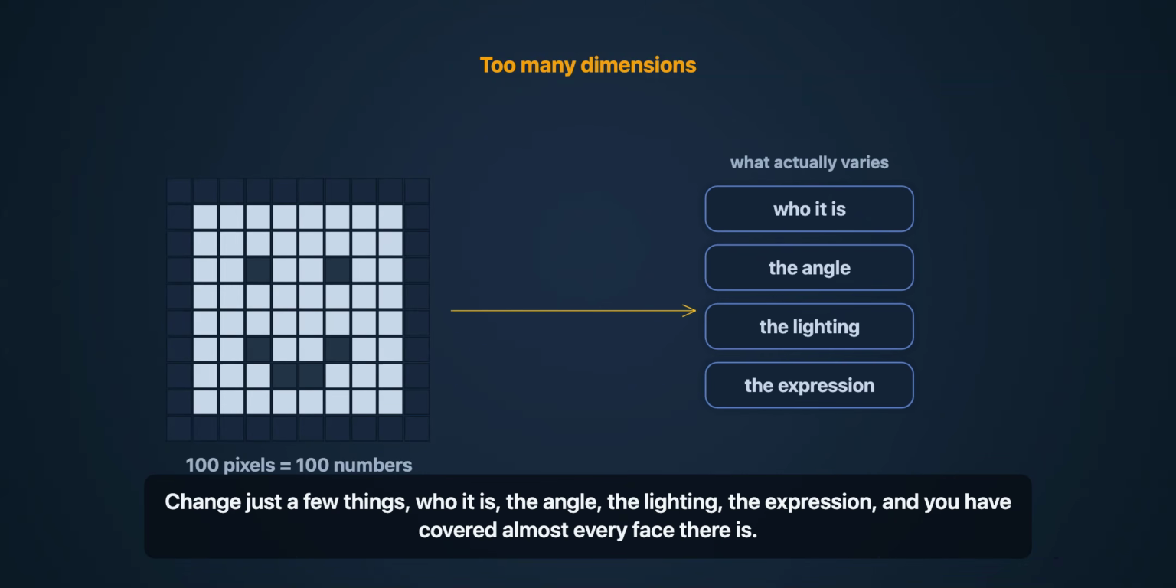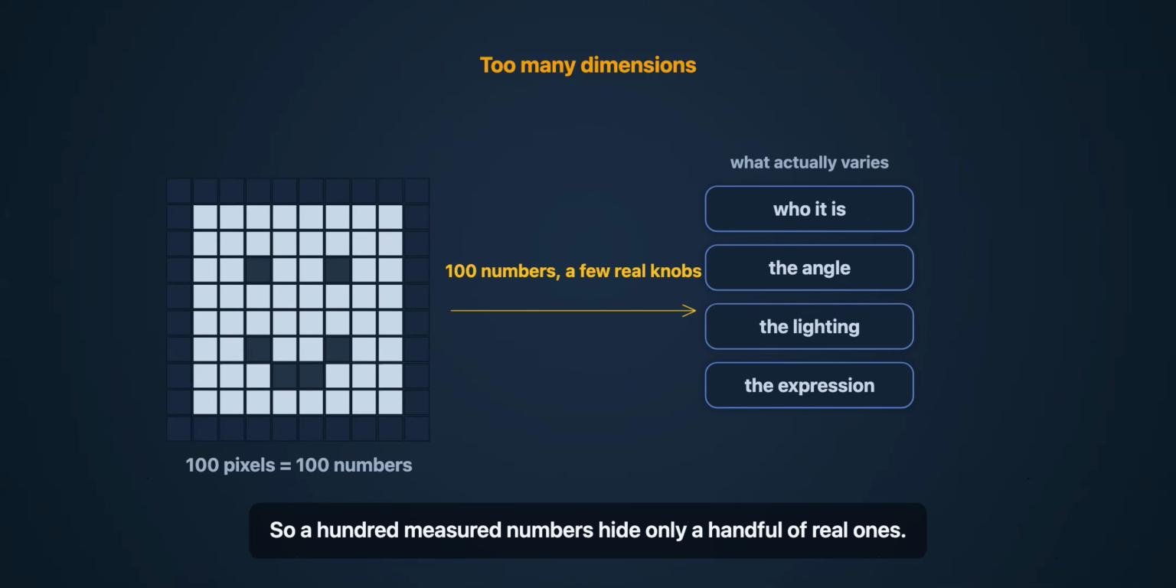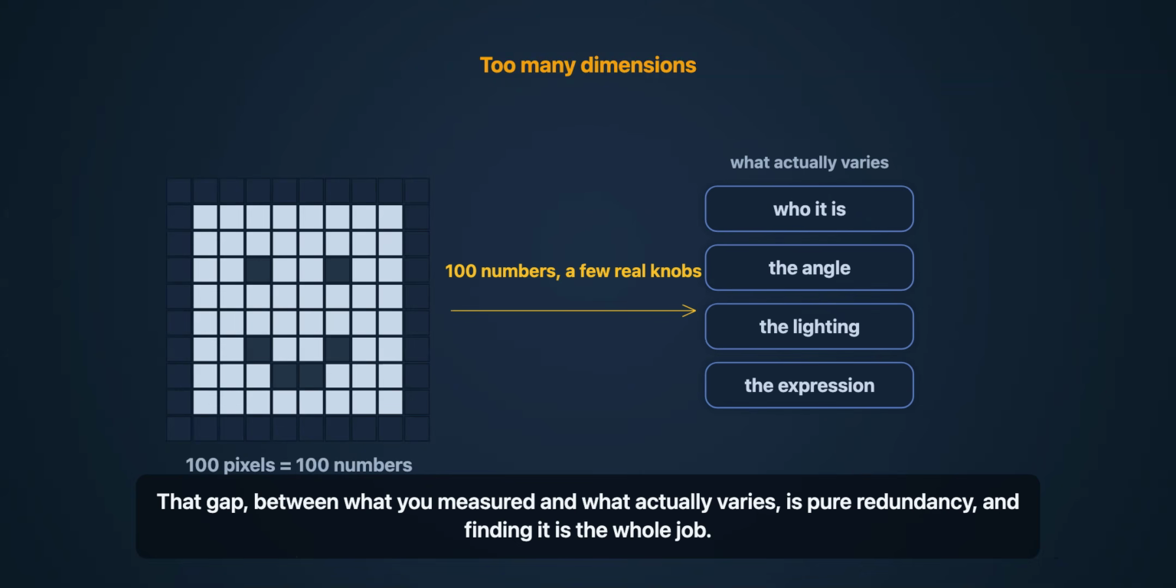Change just a few things. Who it is, the angle, the lighting, the expression, and you have covered almost every face there is. So 100 measured numbers hide only a handful of real ones. That gap between what you measured and what actually varies is pure redundancy, and finding it is the whole job.